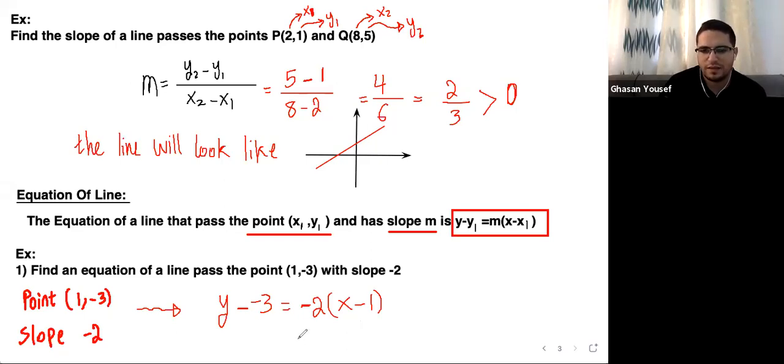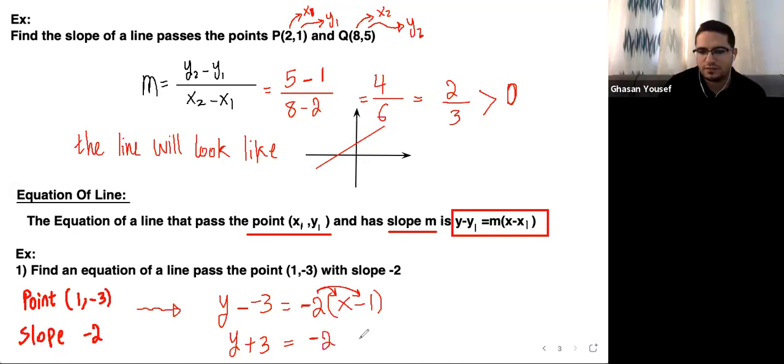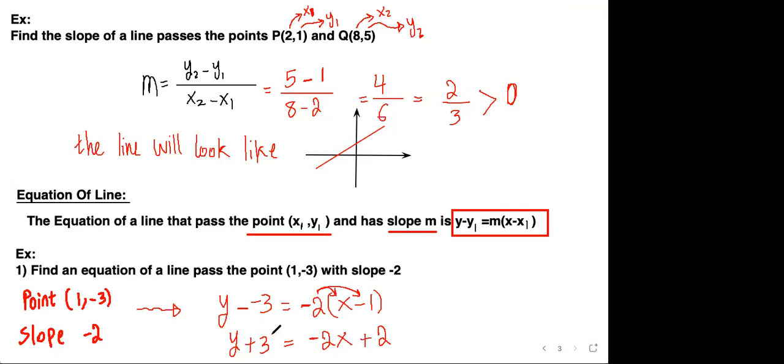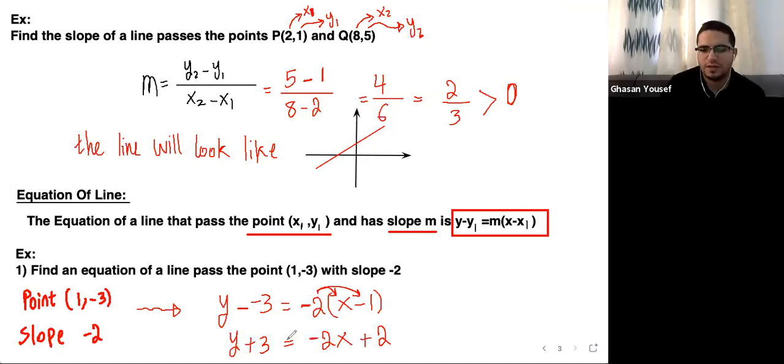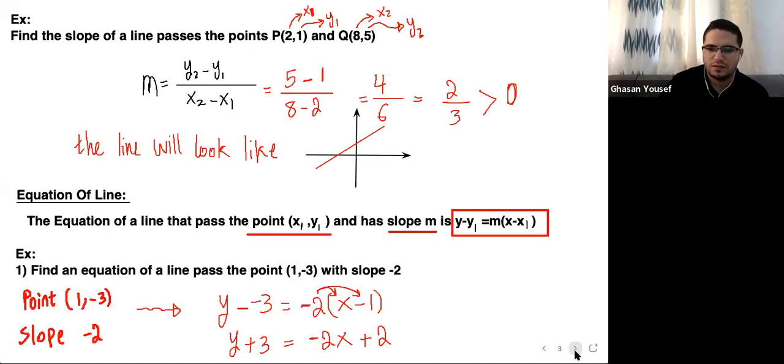Now let's simplify this. I get y, minus minus is positive 3, equals. We distribute the 2 inside the parentheses: minus 2x plus 2. And then you just subtract 3 on both sides. Yes, we have to subtract the 3 from both sides because I need the equation in the standard form, y equals something. So I get y plus 3 equals minus 2x plus 2.